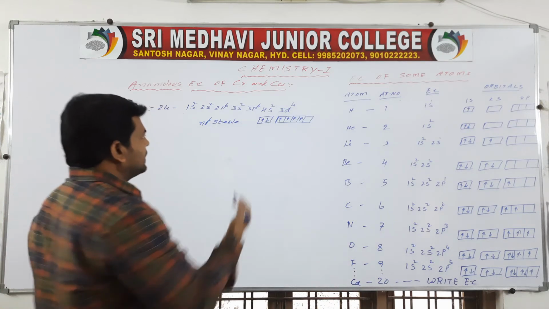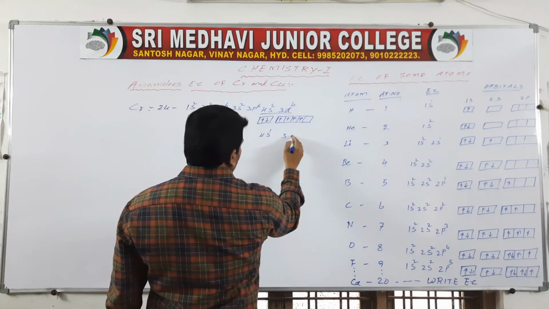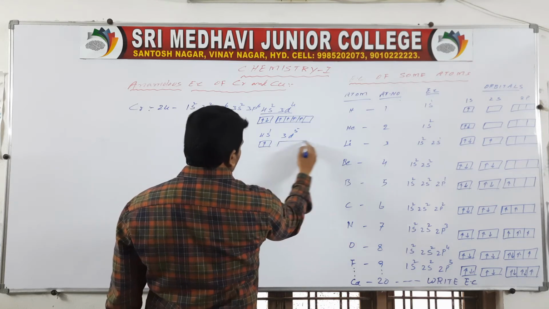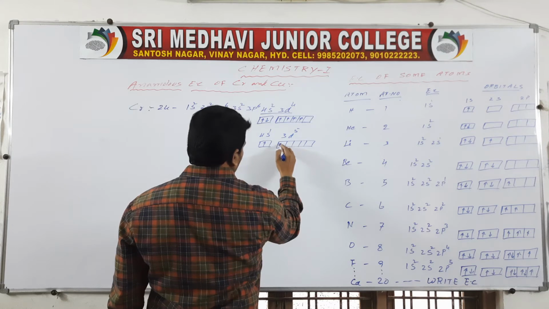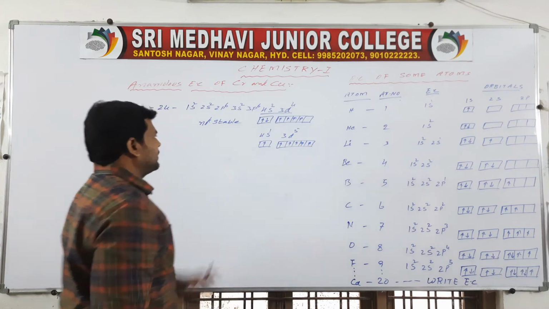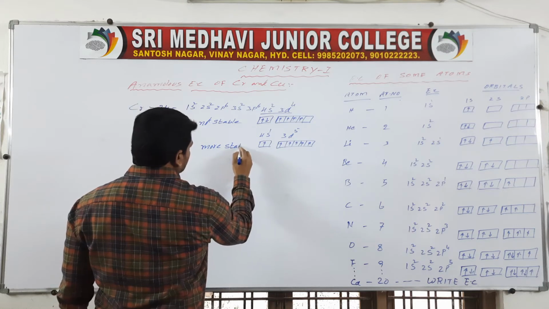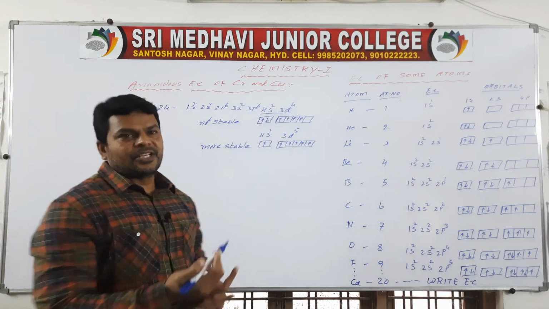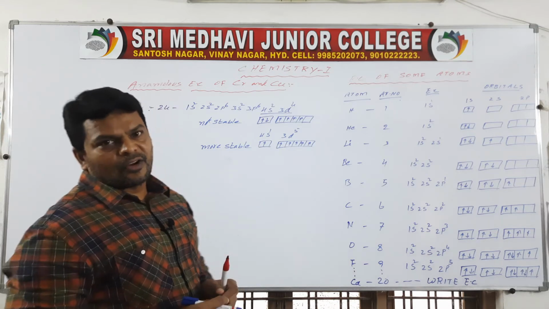its valence shell electron configuration can change to 4s1, 3d5. So it is a single electron in s, and here 1, 2, 3, 4, 5. So 3d5 is stable. For getting stability, its electronic configuration changes from 4s2 3d4 to 4s1 3d5. So it is nothing but an anomalous electronic configuration.